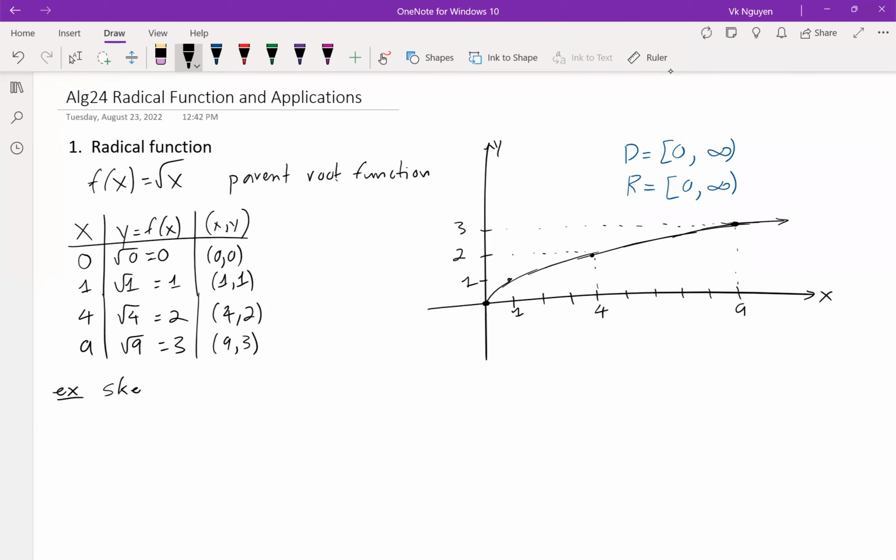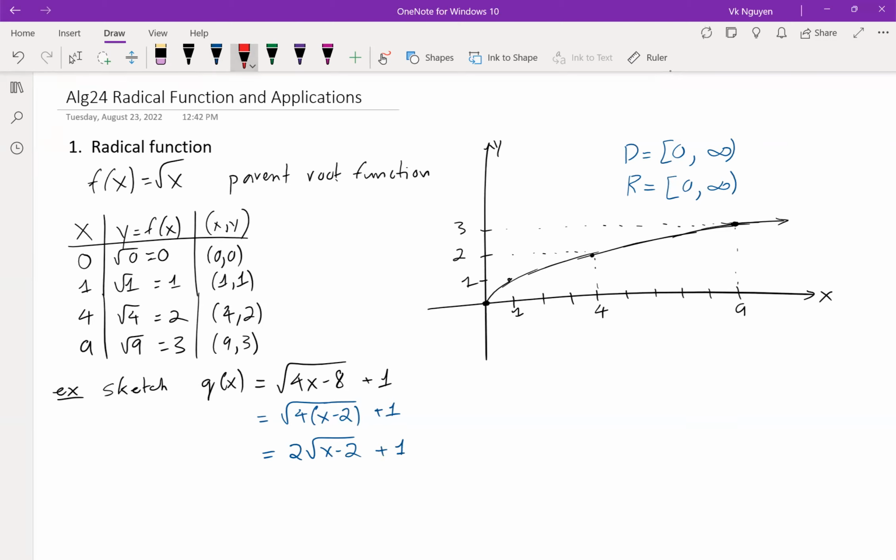Example, sketch g(x) equal to root of 4x minus 8 plus 1. To do this, first we can simplify by factoring out 4. So this is root of 4 times (x minus 2) plus 1, which gives us the root 4 is 2. So 2 root (x minus 2) plus 1.